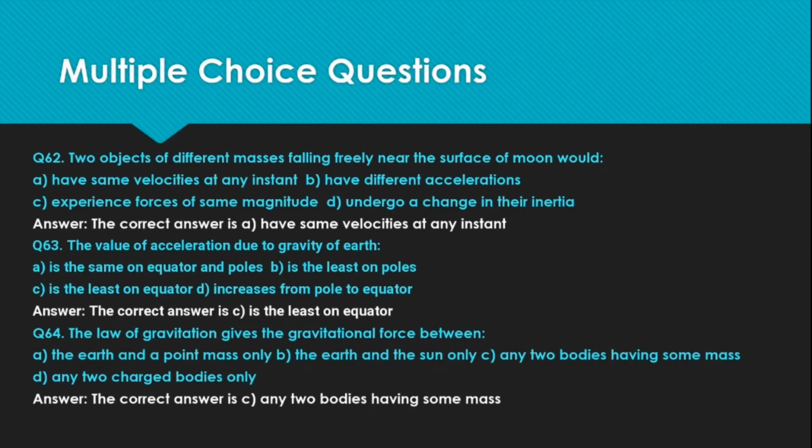Question number 62. Two objects of different masses falling freely near the surface of the moon would a) have same velocities at any instant, b) have different accelerations, c) experience forces of same magnitude, d) undergo a change in their inertia. So the answer will be A, have same velocities at any instant, because their acceleration will always be the same. The mass of the object and so on makes no difference, as we have discussed many times before. So its answer will be A.